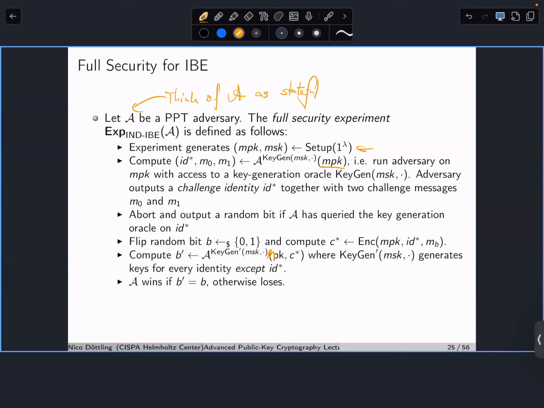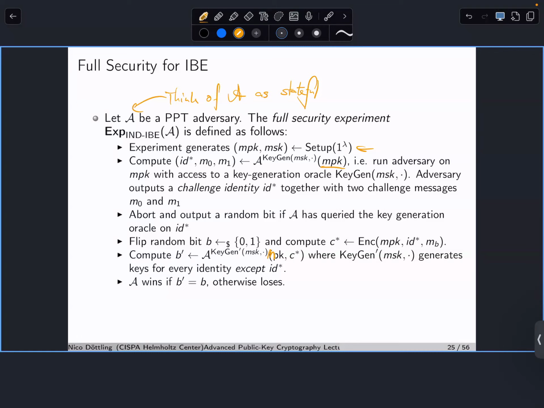However, this time he's explicitly not allowed to query the identity ID star. Before, he could ask any identity, and he would just lose afterwards if he chose the challenge identity to be an identity which he queried earlier to the oracle. Now we explicitly forbid him to ask this identity. This is similar to the CCA2 experiment, where we don't allow the adversary to query the decryption oracle with the challenge ciphertext. Here, the key gen oracle cannot be queried with the challenge identity.